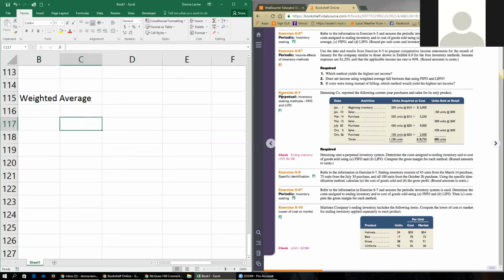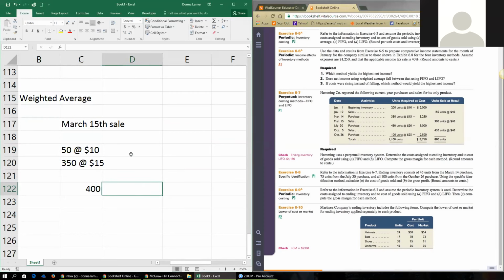The weighted average says, look at what's in inventory at that moment. So for the March 15th sale, we would say, what's in inventory? Well, there would be 50 at $10 on hand right then, and 350 at $15. So we total it up and say there's a total of 400 products. And then we'd have to do the math to find out how many dollars that represents.